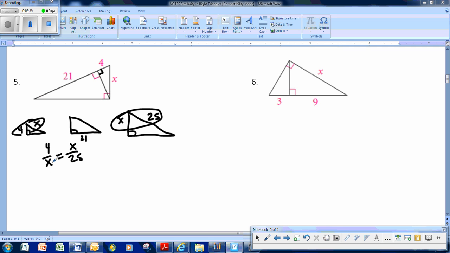And we cross multiply again. X times X is X squared. 4 times 25 is 100. And square root 100 to solve for X, and we get X equals 10.